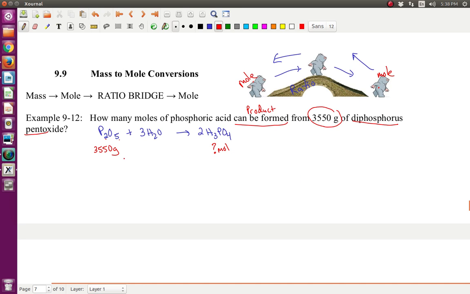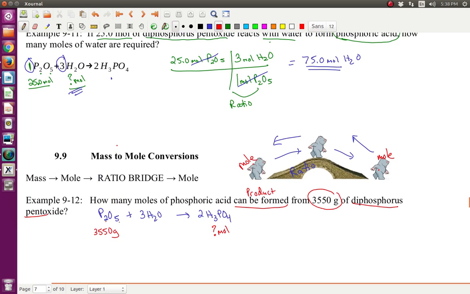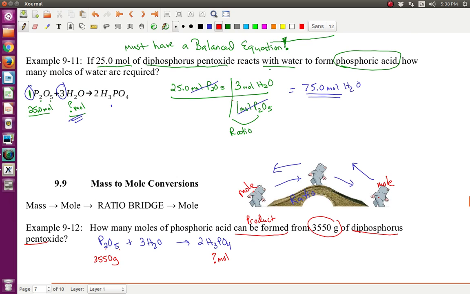So we don't have moles right now. Diphosphorus pentoxide is in grams. See, up here we used moles. We used the mole bridge, saying moles of this to moles of that, and we used a ratio to get from one to the other. That was this right here, the mole ratio. That's the bridge.